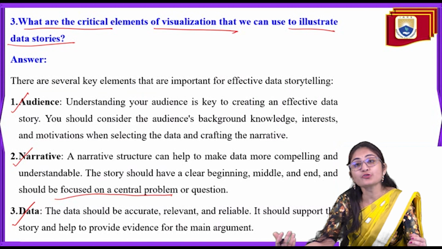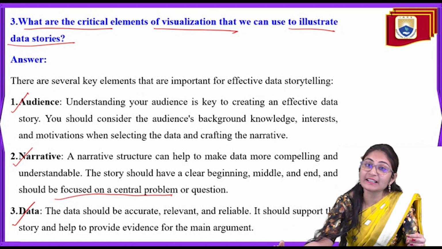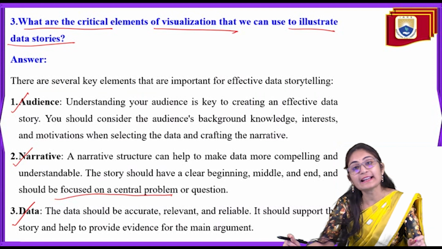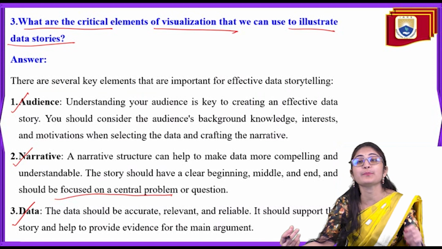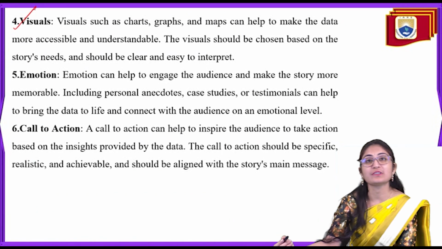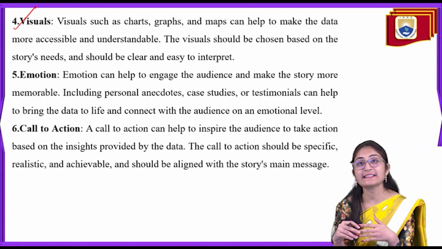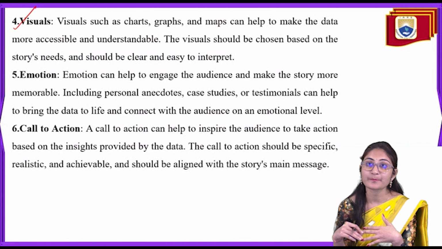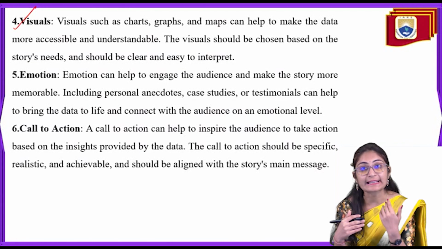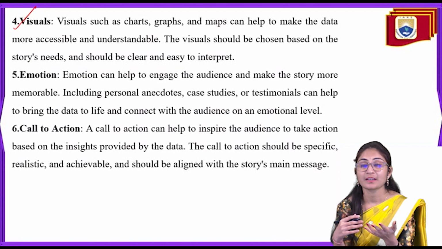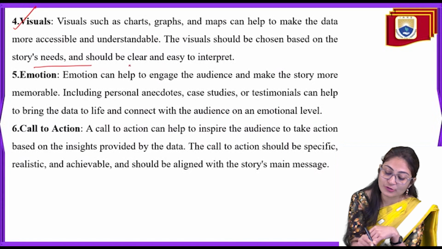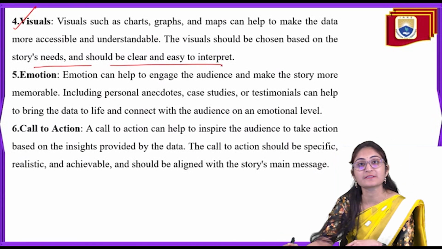Then next one is the data. And data should be accurate. It should be relevant and reliable. So it should support your story and help to provide evidence for the main argument. Then next one is visuals. Visuals, like we can say the charts, graphs and the maps. All can help to make the data more accessible and understandable. And the visual should be chosen based on story needs and should be clear and easy to interpret.